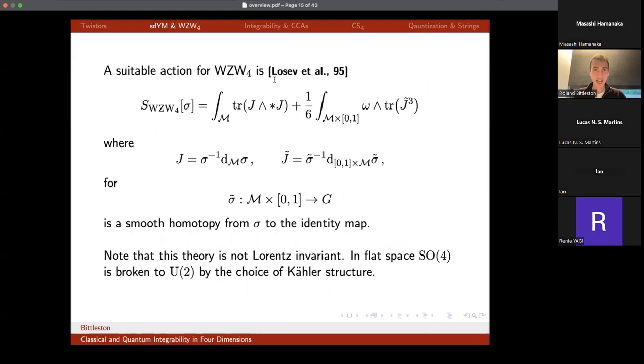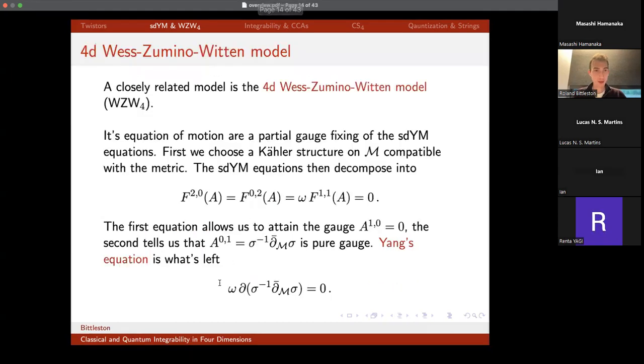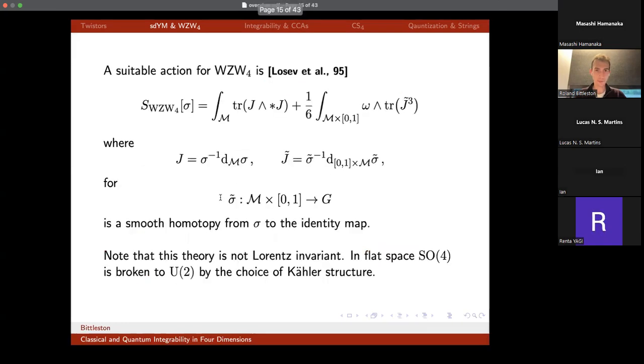So again, we can write down an action whose equation of motion is this partial gauge fixing. The big difference from the action I wrote down before is that this is not going to have an extra Lagrange multiplier field, which behaved a bit like a negative helicity particle. This is just going to describe a single positive helicity gluon, but it comes at a cost. I'm not going to get the self-dual Yang-Mills equations. I'm going to get some partial gauge fixing. And the dynamical field is this Yang's matrix, which is related to the gauge field in this way.